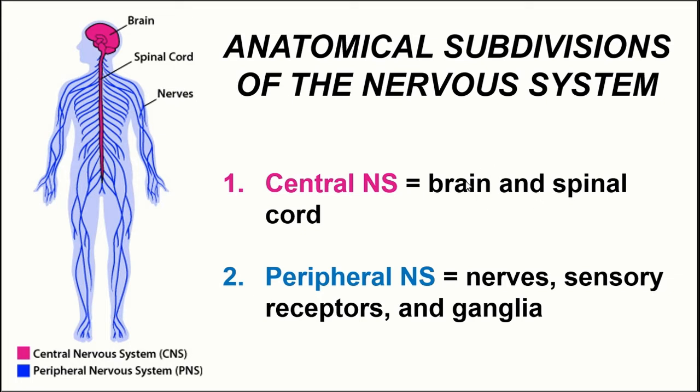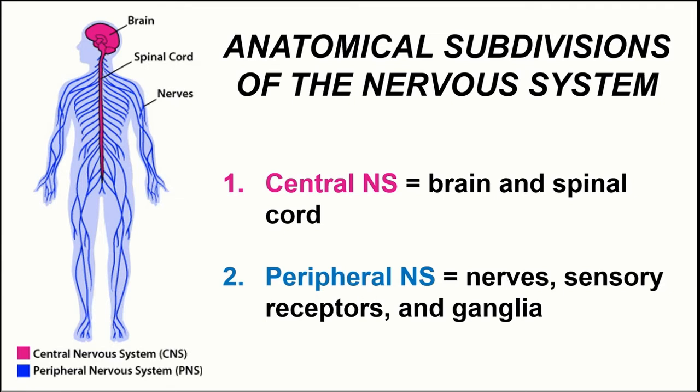So when we talk about the central nervous system, we're talking about structures within the brain and structures within the spinal cord. The second anatomical subdivision of the nervous system is the peripheral nervous system. And the peripheral nervous system includes all of the nervous system structures that are found outside of the brain and the spinal cord. And so these include the nerves, the sensory receptors, and the ganglia.